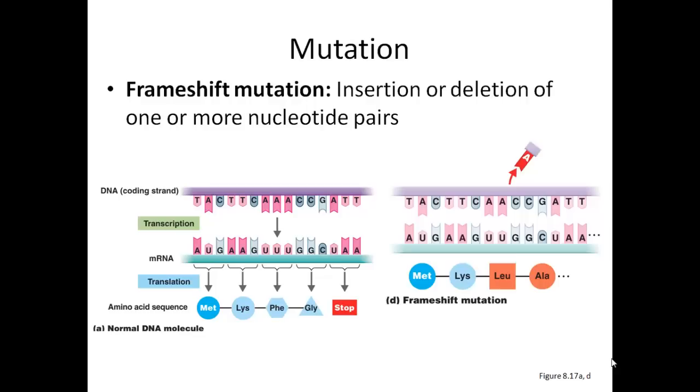Frame shift mutations occur when nucleotides are deleted or inserted into a DNA sequence. Remember that the ribosome reads the messenger RNA in groups of 3 nucleotides at a time, starting with the first AUG in the sequence. If nucleotides are added or removed, it can alter the reading frame and completely change the protein sequence. In this example, a single adenine is removed. Now, where the ribosome once would have added phenylalanine to the growing polypeptide, it adds leucine. Each amino acid after the deletion is also changed.